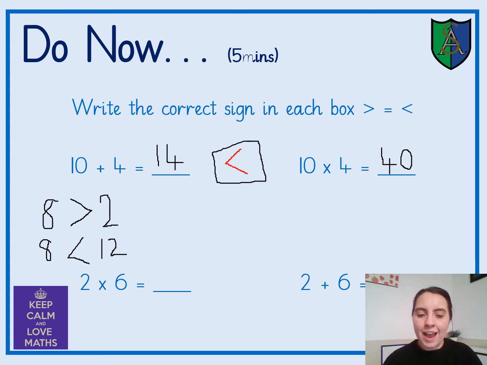So we've got 2 times 6, so find the answer to 2 times 6, and then we've got 2 plus 6 as well. So you've got to find both of the answers to those equations, and then you will put in the symbol more than, less than, or equal to, okay? You might want to pause the video so you can have a go at doing this.